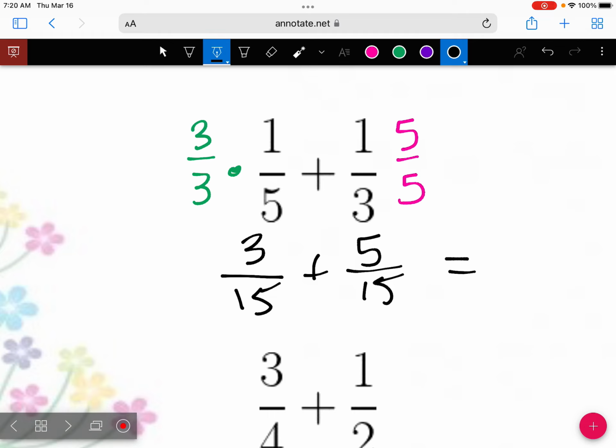Check that again. What's 5 plus 3? 8/15. Once the denominator is the same, you just add your numerators. But the denominator has to be the same first.